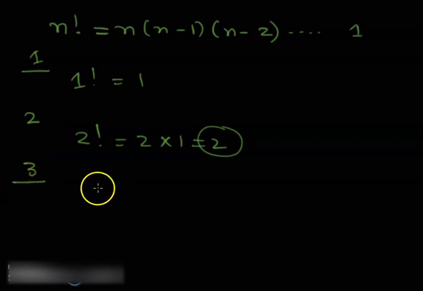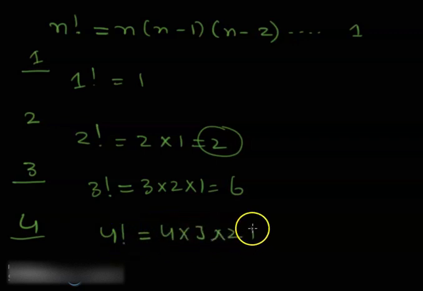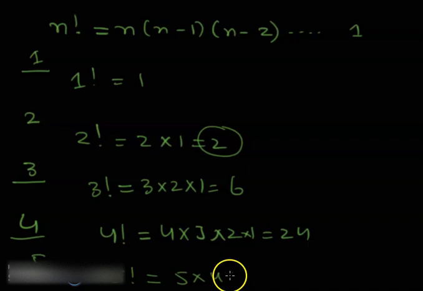If you have 3 objects, then the arrangements or the permutations are going to be 3 factorial, 3 into 2 into 1. So this is going to be 6. If you had 4 objects, then you could calculate their different permutations by 4 into 3 into 2 into 1. This is 24. Similarly, if you had 5, you could calculate 5 factorial, which is 5 into 4 into 3 into 2 into 1. So this is going to be 120. Similarly, if you had 6, you calculate 6 factorial, 7 factorial, and so on and so forth.